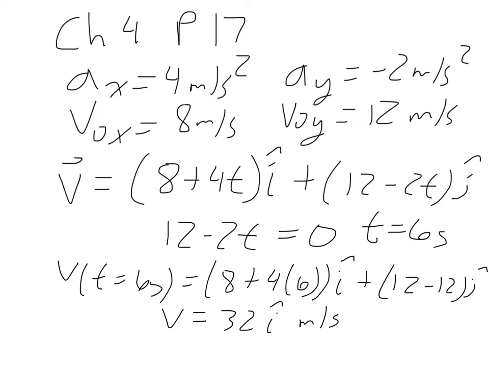So be careful on this problem. It's kind of deceptively simple. We're trying to find the velocity vector at the maximum y coordinate. At the maximum y coordinate, the velocity along y should be equal to 0. We confirmed that after taking the integral and substituting in the time. And then we substitute in the time to the x component. We get 8 plus 4 multiplied by 6, or just 8 plus 24. And we get an answer of 32 meters per second along the i hat direction.